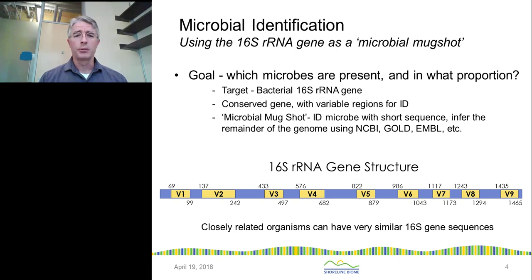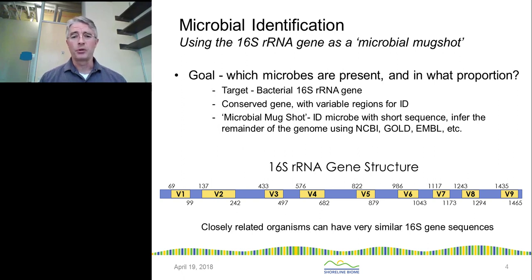So really, microbial identification is the key. So this is what we want to do. We want to find out who's there and what they're doing. And I'll be talking today about using the ribosomal RNA genes as a microbial mugshot. Essentially, I call it that because what you're doing is you're taking a look at a small portion of DNA and you're attempting to identify the organism that came from.